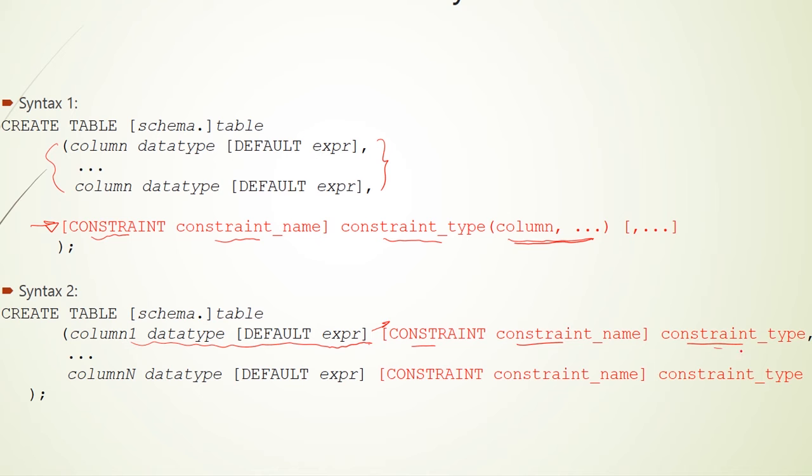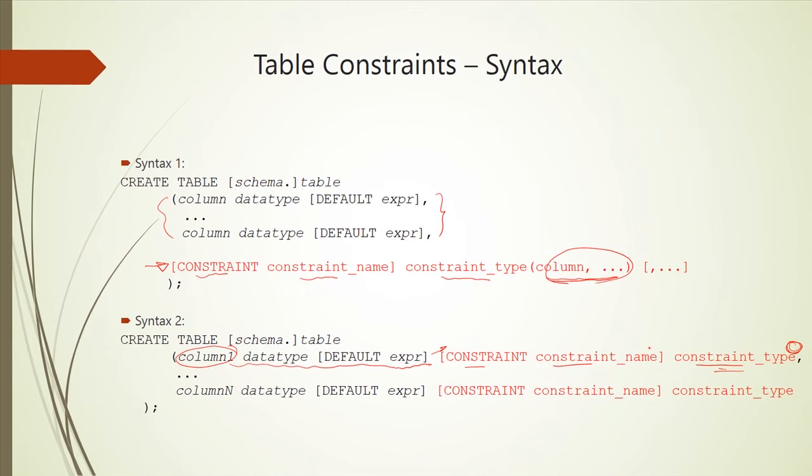Here, in the second way, there is no need to specify the column that you want to create the constraint, because this constraint will be created for this column. It follows exactly the column definition. But here in the first syntax, or in the first way, you define the constraints after listing all columns. So you have to put here on which columns you want to create the constraint.